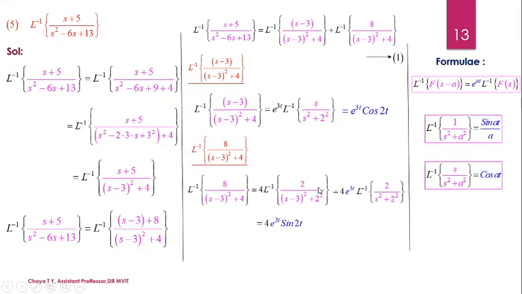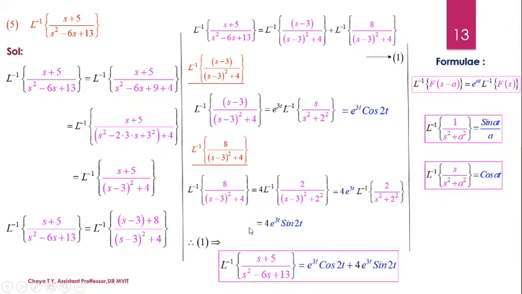So we have obtained Laplace inverse of the required two terms in the RHS of equation 1. Substitute the same, and we get Laplace inverse of (s + 5) by (s² − 6s + 13) equals e^(3t) cos 2t for the first term, plus 4 into e^(3t) into sin 2t for the second term. So this is how we are going to solve the problem over here.